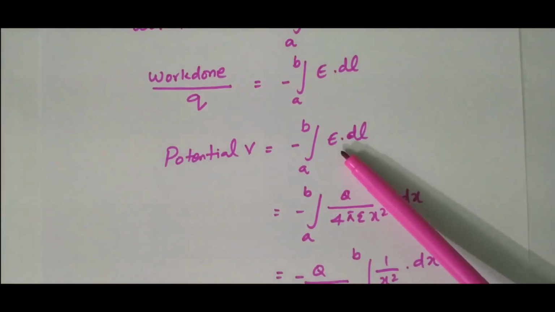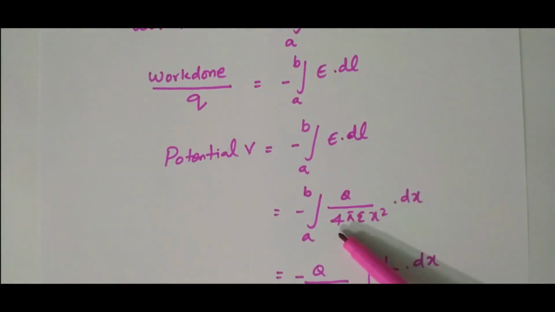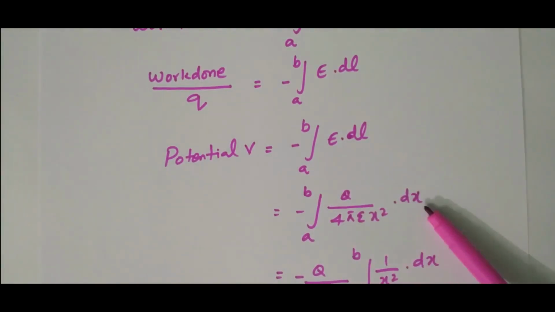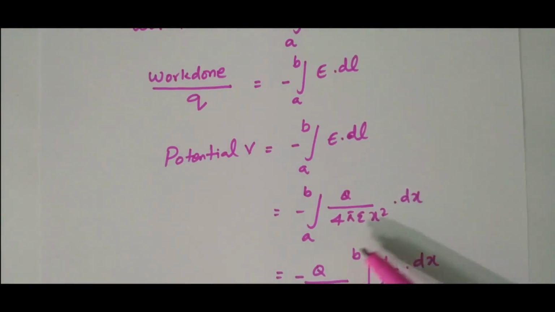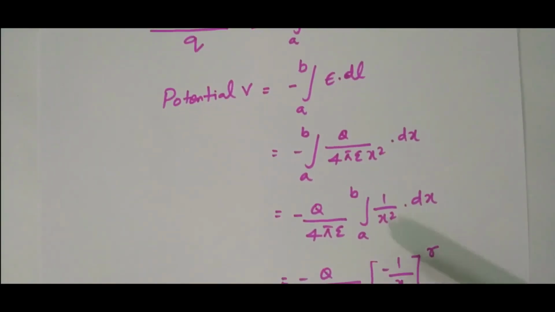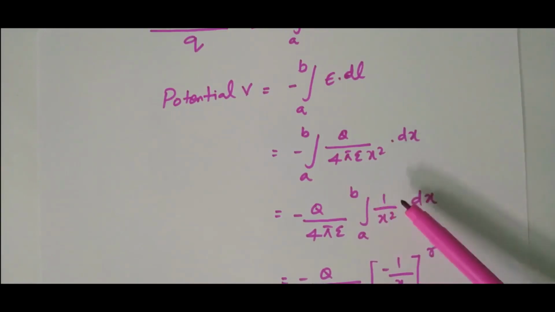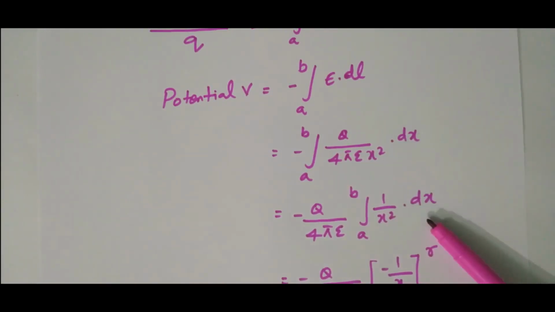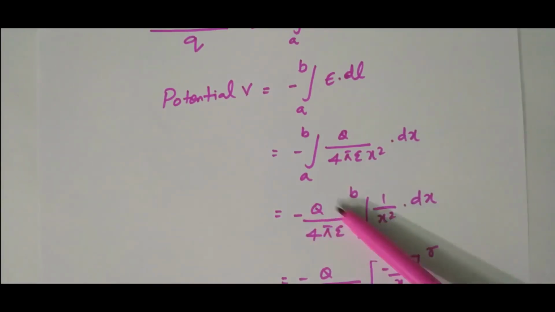Now we will replace this E as Q divided by 4 pi epsilon x square into dx, with a limit of a to b. Q is a general formula: Q divided by 4 pi epsilon x square into dx. Here we have x, so here also dx. So, minus Q divided by 4 pi epsilon is constant. Only we have integral a to b 1 by x square into dx. These terms are constant.